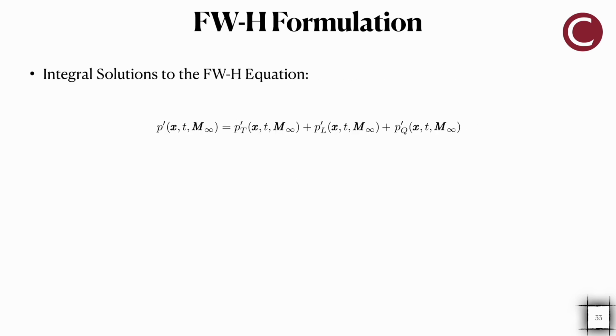The one that we were interested in was the integral solution to the Ffowcs Williams and Hawkings equations for wind tunnel problem. And also we used a permeable data surface, not a solid one. And if we use a permeable data surface, and our data surface is large enough to contain all the noise sources, then we can neglect the quadrupole term in the pressure.